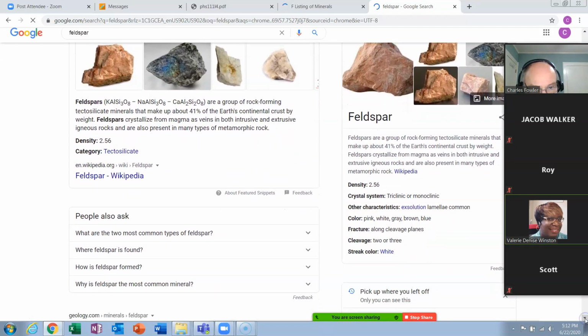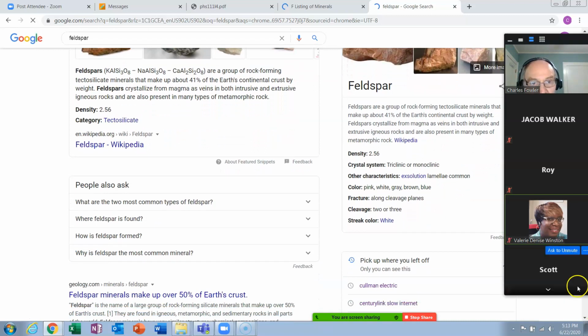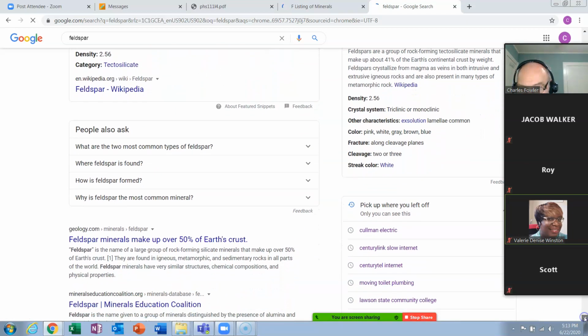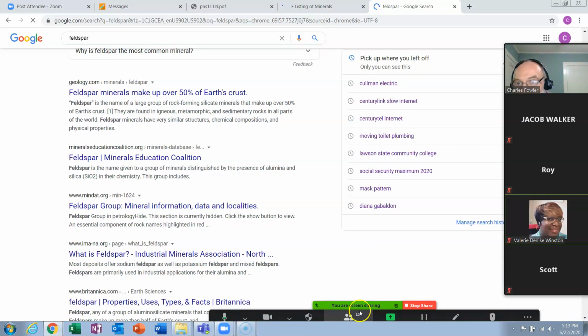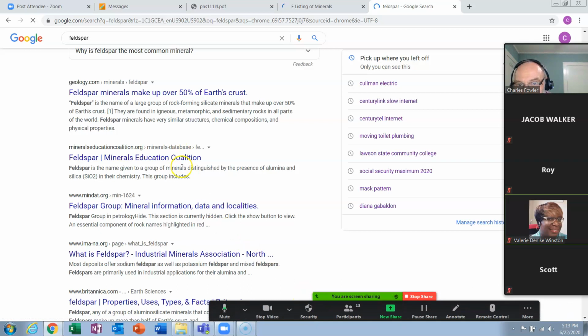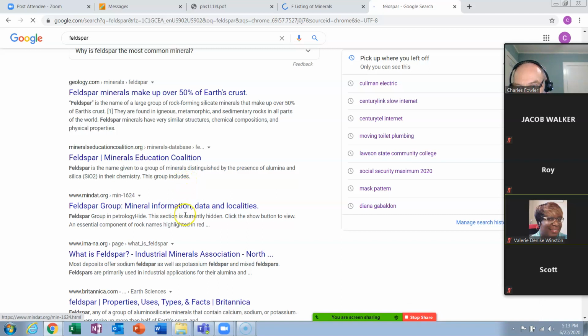Okay, yeah. Let's see. See, this is a group of minerals. That's why you can't find anything. Okay, let's see which of these might be the best to look at. Let's just try this one.